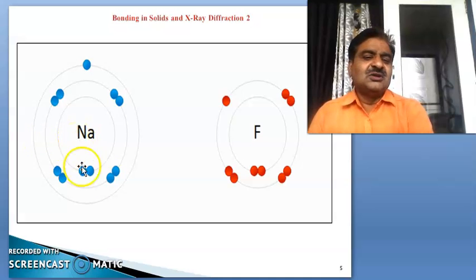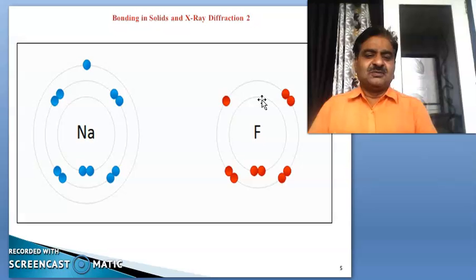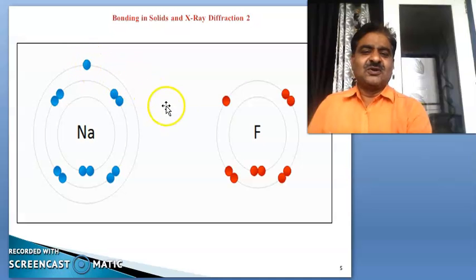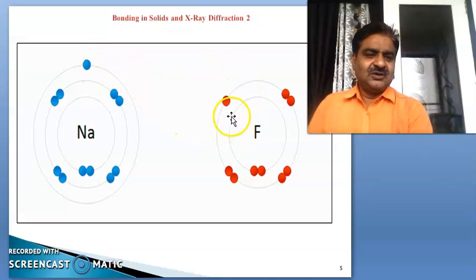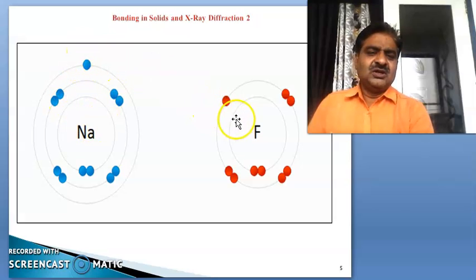So in this way, sodium is a metal, fluorine is a non-metal, and there is an exchange of 1 electron from sodium to fluorine, and a compound is formed, that is sodium fluoride. This compound is formed by the exchange of 1 electron from sodium to fluorine. And here the formation of a bond takes place, that is nothing but the ionic bond.